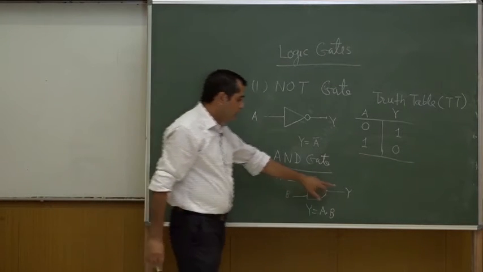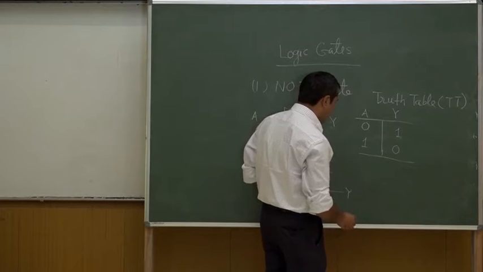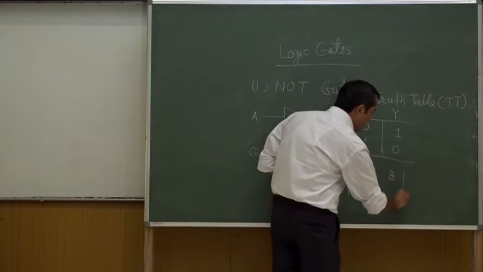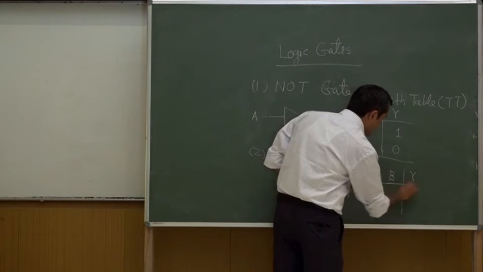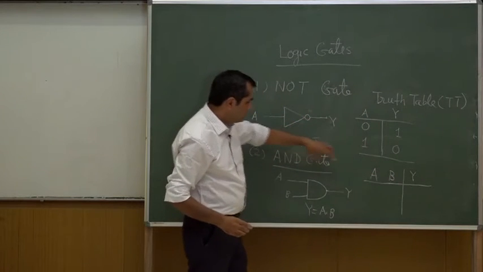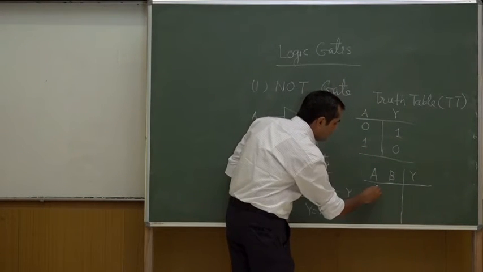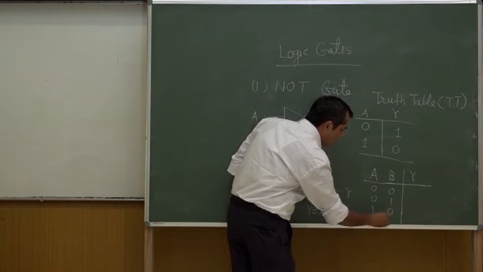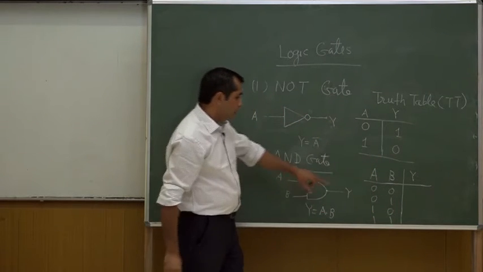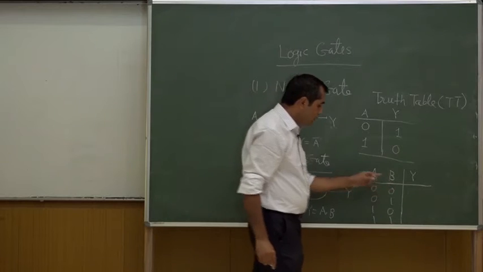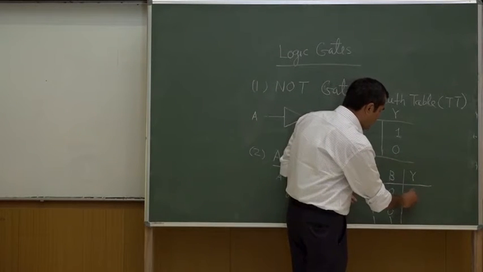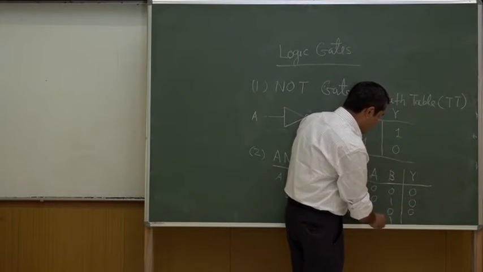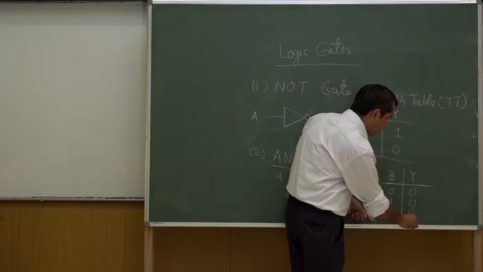Okay. And the truth table can also be written for this AND gate similarly. The inputs here are A and B and the output is Y. There are two variables in the input, so there will be four combinations. Those combinations are 0 0, 0 1, 1 0 and 1 1. For both inputs 0, the output will be 0. For 0 1, it will be 0. For 1 0, it will be 0. And for 1 1, it is 1.